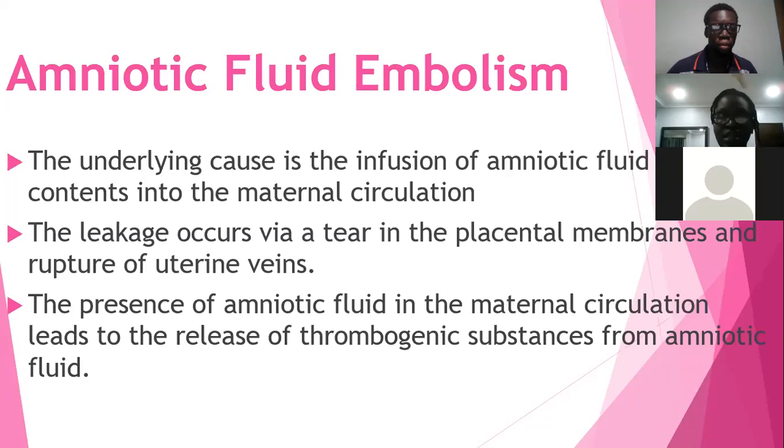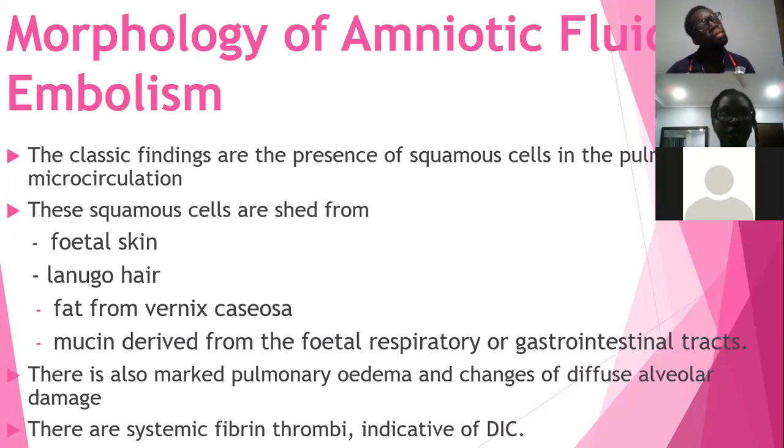And usually this can occur when there's a tear in the placental membrane, following rupture of the uterine vessels. Okay. So when you look at the amniotic fluid emboli, you find fetal material, fetal skin cells, lanugo hair, fat, and mucin from the fetal respiratory tract, all as part of the clot.